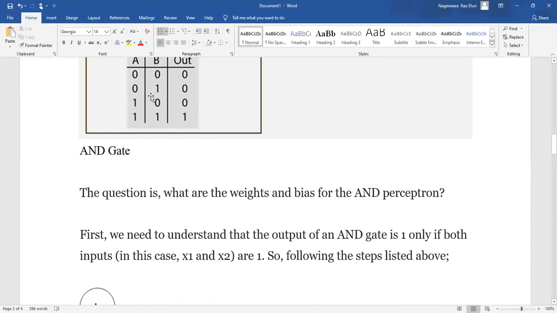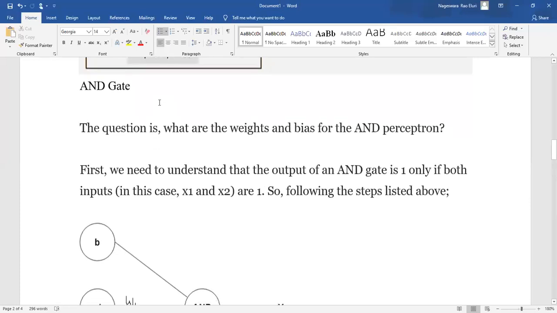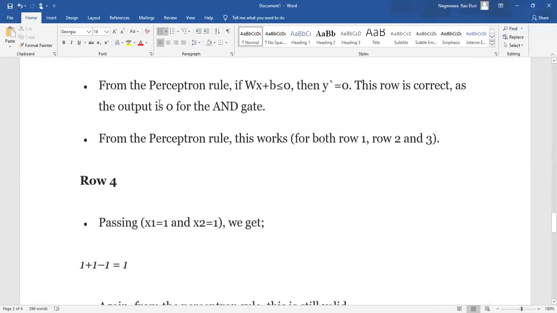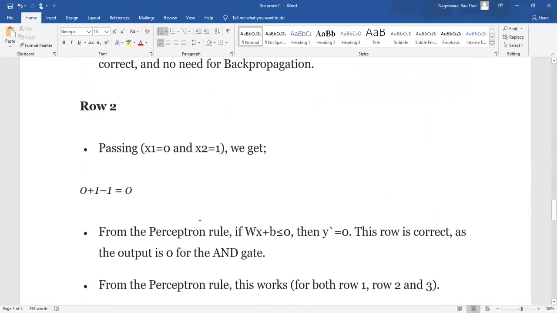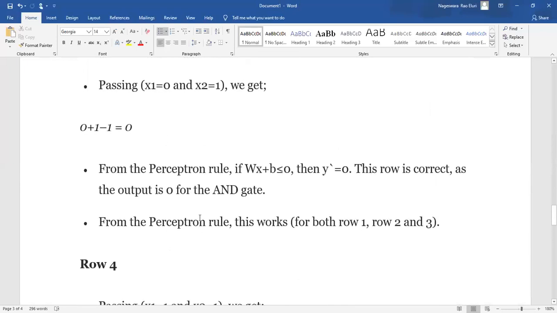Next we will go through row 3. Here x1 is 1 and x2 is 0. Here I skipped the detailed work for row 3, and you will get the same answer: 1 plus 0 minus 1. So 1 plus 0 is 1, 1 minus 1 is 0. Definitely it is less than or equal to 0. So according to the perceptron, the value is 0, which means you will get the output value 0. It is the same value, that's why I skipped row 3. I hope you understand this point.